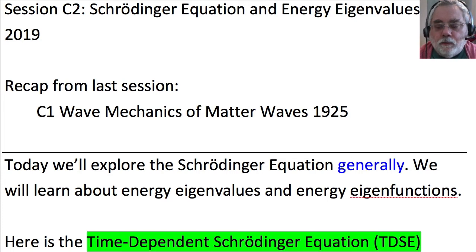In the last lecture, we used a specific problem, a free particle, an unbound state, to develop the Schrodinger equation. Starting with the next lecture, C3, we will use a different specific problem, particle in a box, to learn how to use the Schrodinger equation and learn about quantum mechanics for bound states. In this current lecture, C2, we will not solve a specific problem. We'll look at the Schrodinger equation generally.